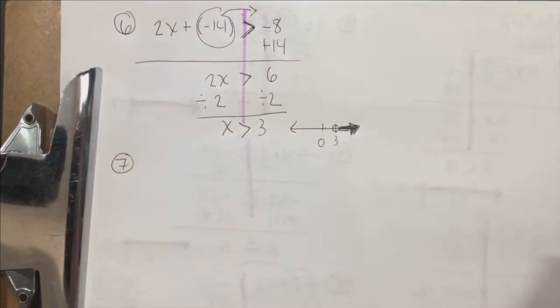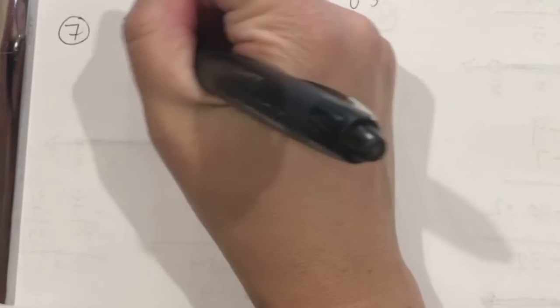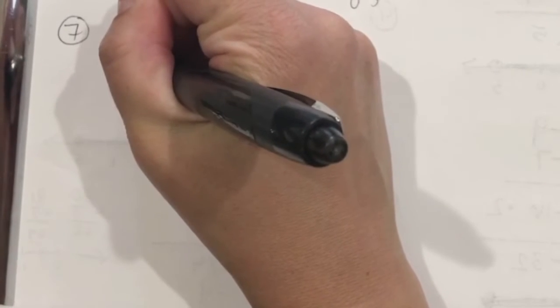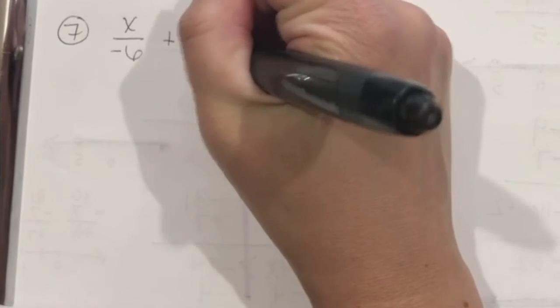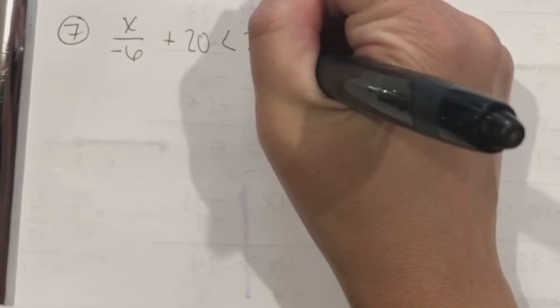Number 7. X divided by negative 6 plus 20 is less than 2.